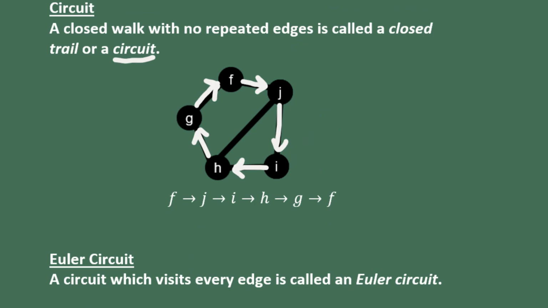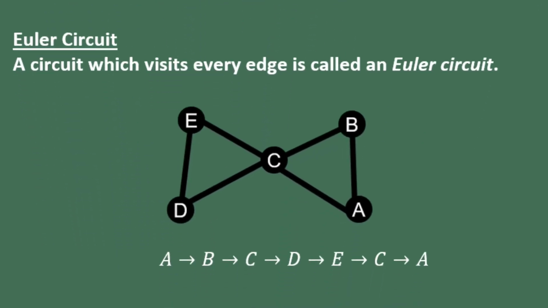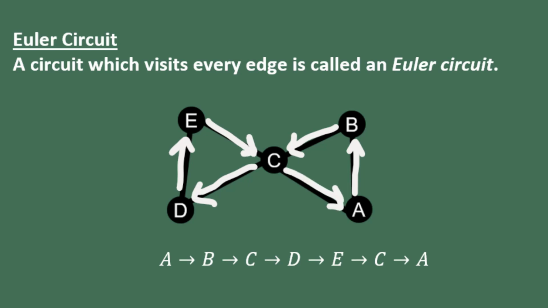We will be interested in a very special kind of circuit that visits every edge in a graph. Notice that the circuit we just looked at did not. We were missing the edge HJ, so this is not what we call an Euler circuit. Here's an example of an Euler circuit. We go from A to B, and then to C, and then to D, and then to E, and then to C, and then back to A again. It's closed. It begins and ends at the same vertex, A. It's a walk. It doesn't go off the graph. It's a trail because it doesn't repeat any edges. It's a closed trail, which is also known as a circuit, and on top of that, it also visits every edge of the graph, which makes it an Euler circuit.